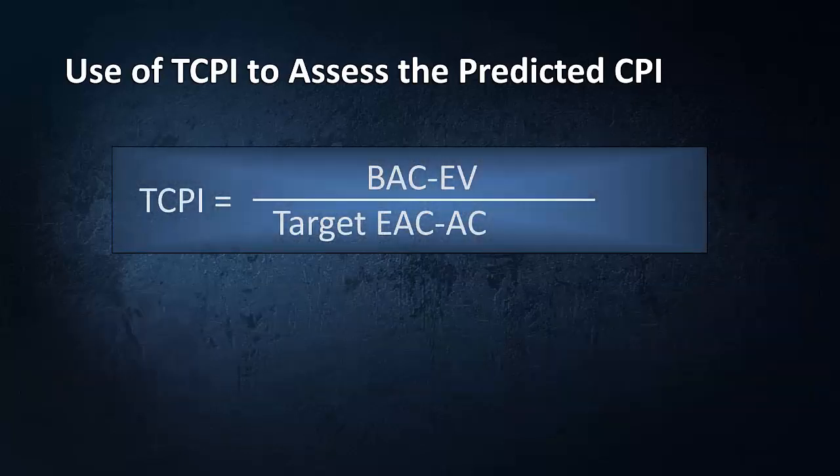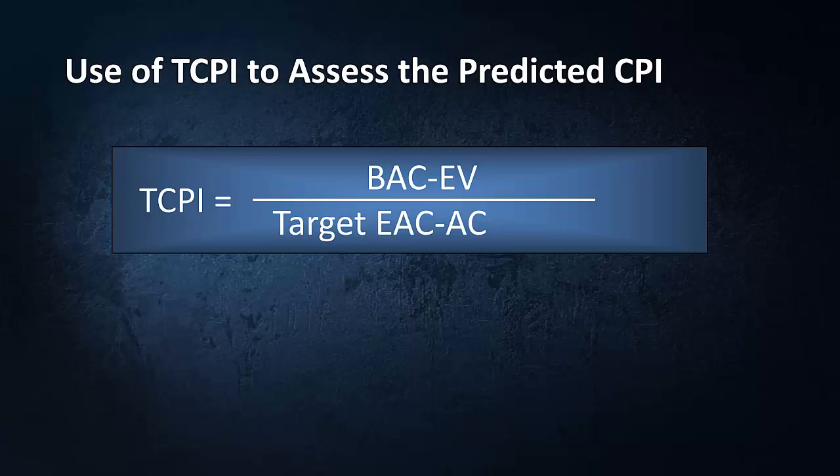So, the formula for TCPI would be budget at completion minus earned value over target EAC minus actual cost. Now you might question why I have target EAC here. Well, the target EAC could be the current budget at completion, or BAC. For example, if you want to estimate your predicted CPI, if you want to finish based on your current budget, then you will replace your target EAC with BAC, or budget at completion, to come up with the projected CPI for the remainder of the project.